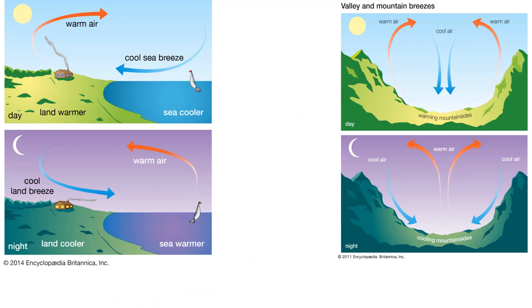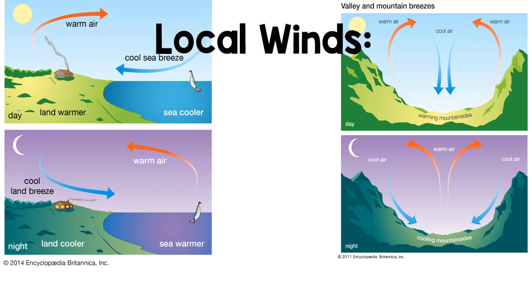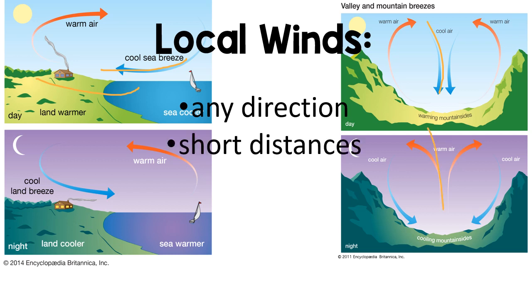The next kind of winds are much smaller. These are called local winds. And so these winds can blow from any direction. So for example, in the picture here we see sometimes they blow this way, but sometimes they blow that way. Sometimes they blow down, sometimes they blow up. So they can go in any direction.